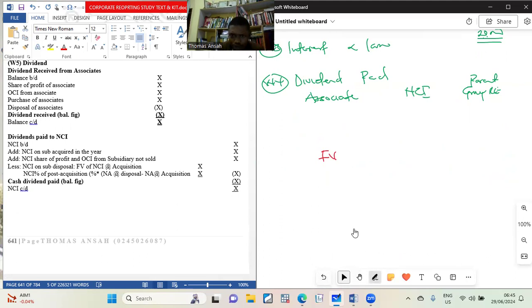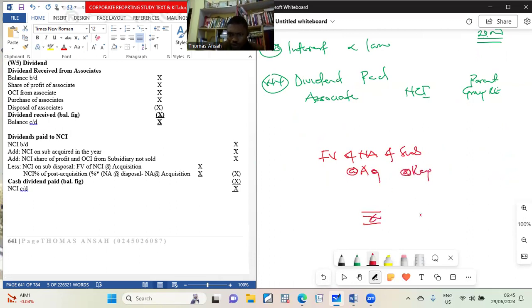This is what we normally do. Fair value of net assets of SAP at acquisition, right? Then we will have our balance at reporting, we will have our balance. Then post. So whatever we have in our balance, we share between the NCI and the CI. We share using the percentage.